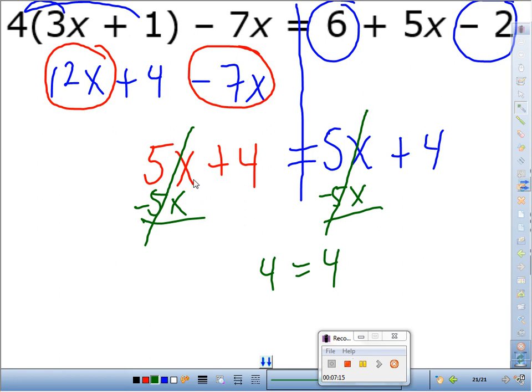This has a particular name. This kind of equation is called an identity. Write that down, please. Identity.